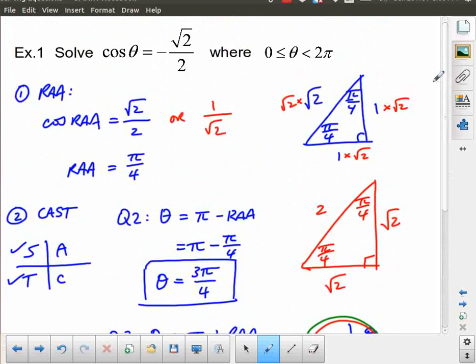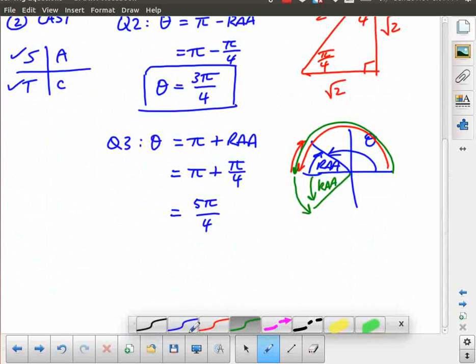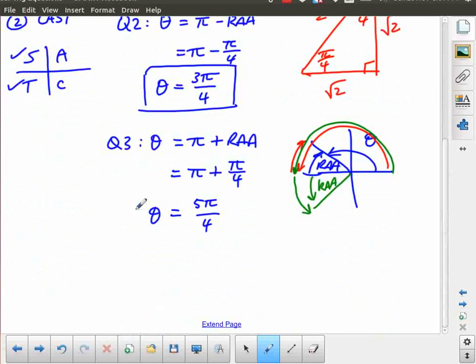In this case, because there are no horizontal compressions, the period is not changed, so the period of cos theta is 2 pi. So getting my two answers between 0 and 2 pi is sufficient. Those are my options. And for clarity, you might choose to label those theta 1 and theta 2, solution 1 and solution 2.